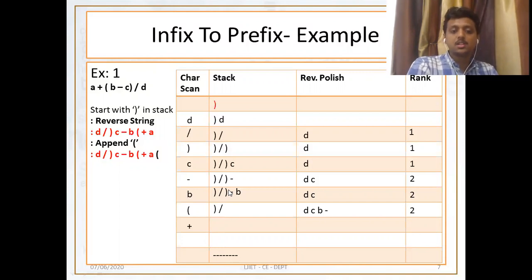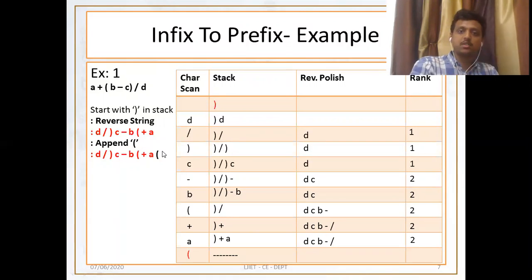Now put the plus. Okay. Division has higher precedence than plus. So pop division, push plus. Okay. The next is A, push A. And the last one is again opening bracket. This is the extra opening bracket which we have added, or appended to the infix string.